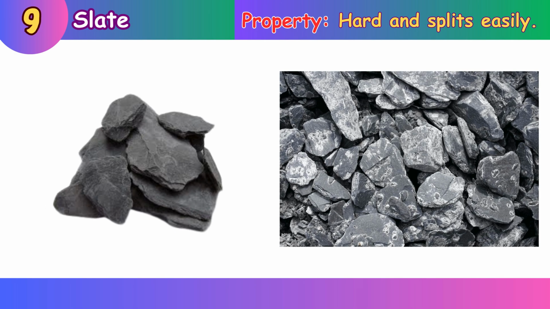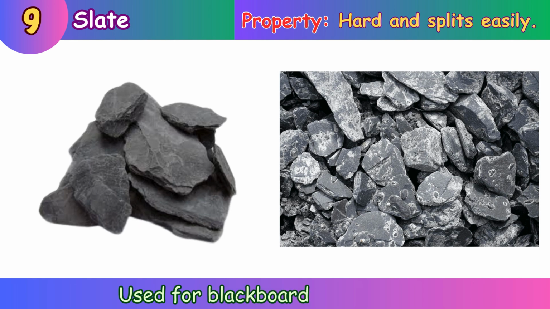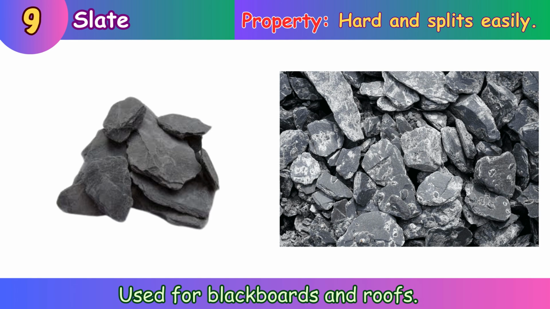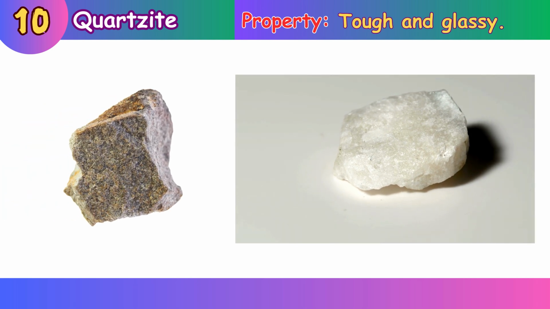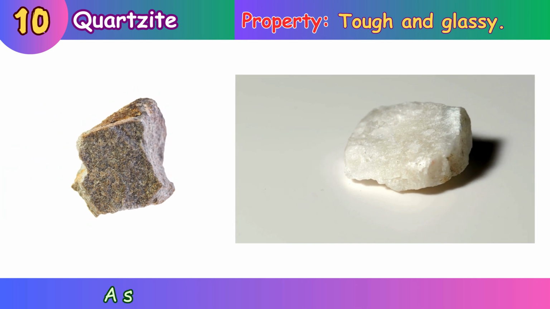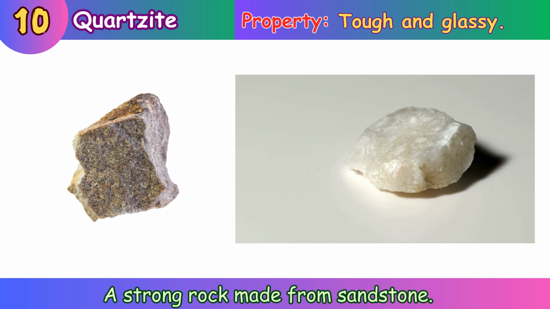Slate. Hard and splits easily. Used for blackboards and roofs. Quartzite. Tough and glassy. A strong rock made from sandstone.